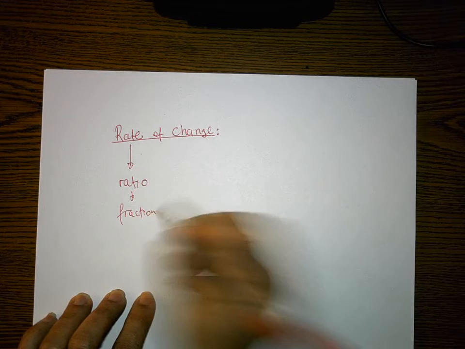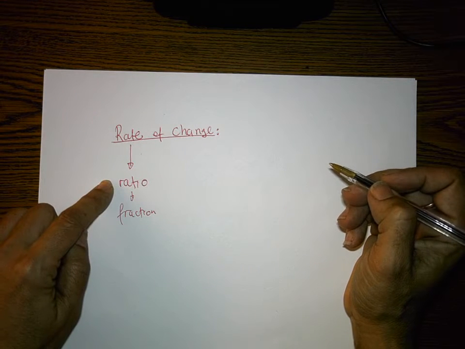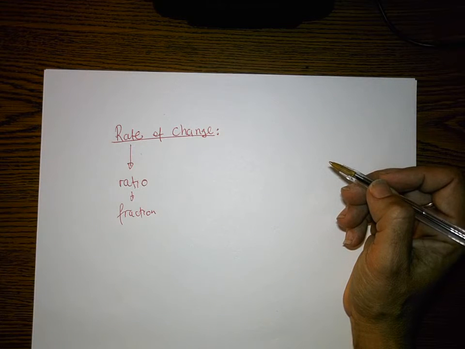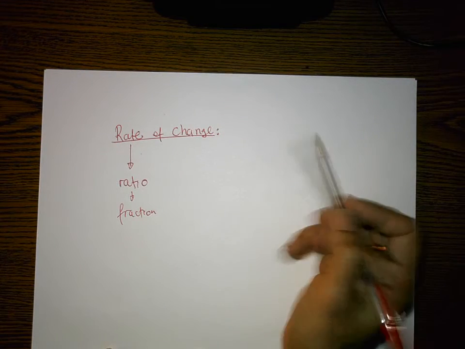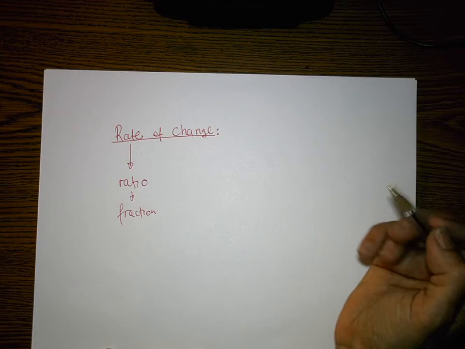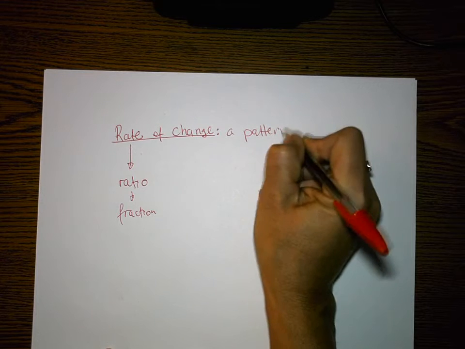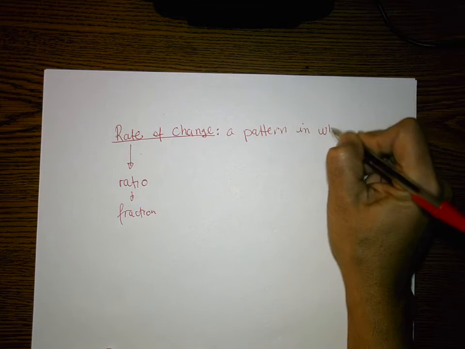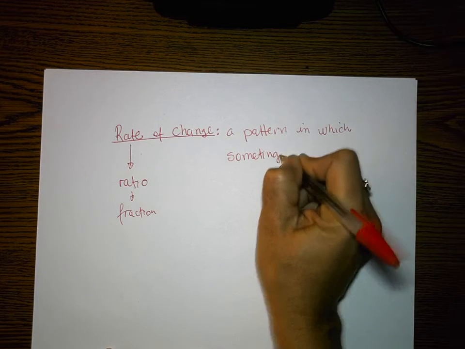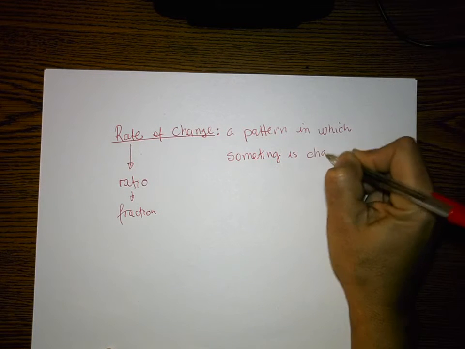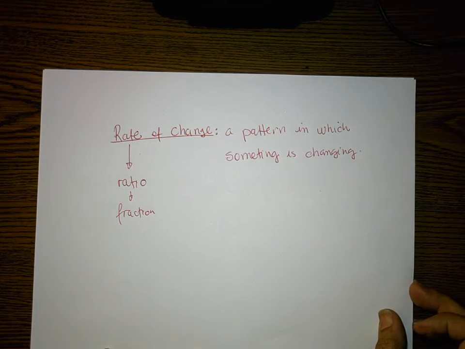Good job. So a rate of change is another word for ratio of change, or a fraction. But Colton is right. Rate of change, and here in mathematics, we want to be making a connection with slope. All right, so this is a pattern, a pattern in which something is changing.